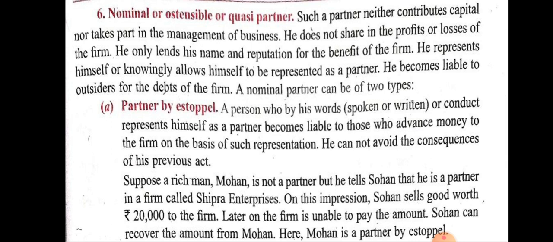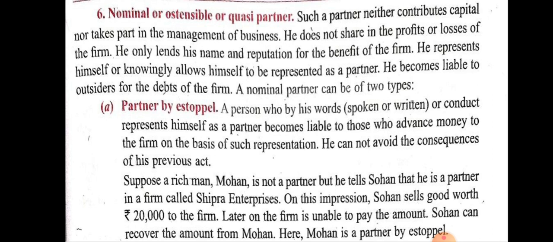Number 6, nominal or ostensible or quasi partner. Such a partner neither contributes capital nor takes part in the management. Neither do they share the profit and losses of the firm. They only give their name and reputation for the benefit of the firm. So the nominal or quasi partner doesn't contribute capital, doesn't participate in the management, nor takes any profit from the company, but gives only their name and reputation for the benefit of the firm.